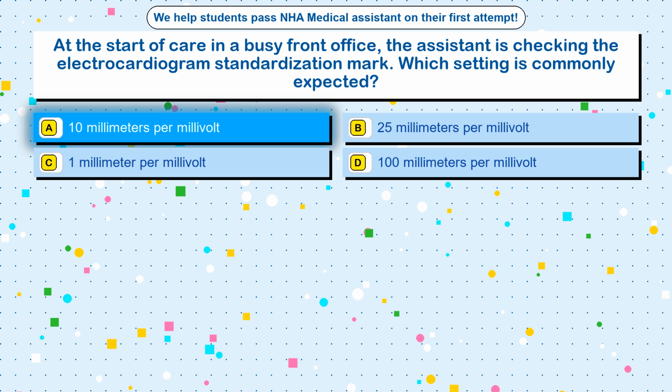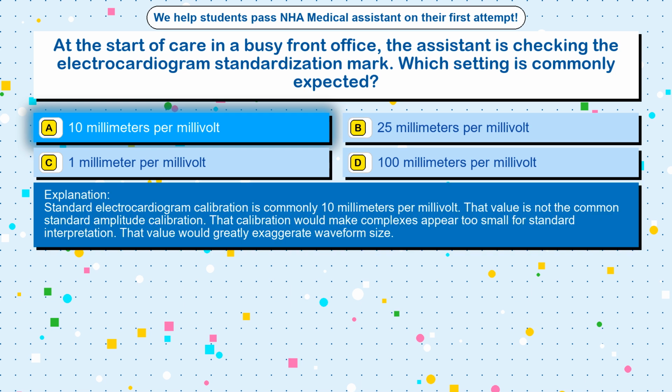The correct answer is option A. 10 mm per millivolt. Standard electrocardiogram calibration is commonly 10 mm per millivolt. That value is not the common standard amplitude calibration. That calibration would make complexes appear too small for standard interpretation. That value would greatly exaggerate waveform size.